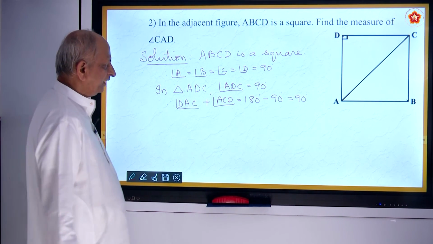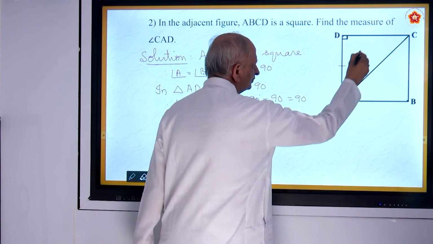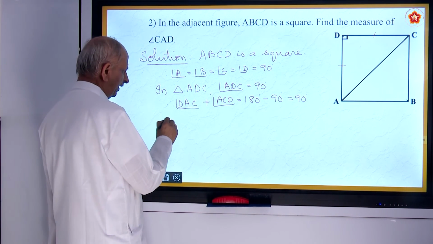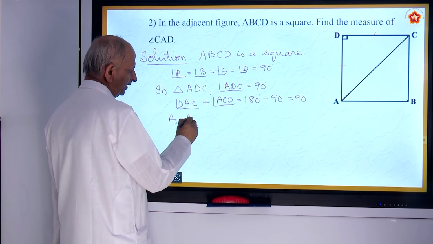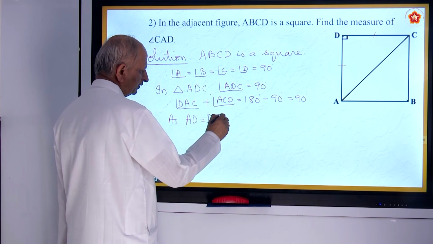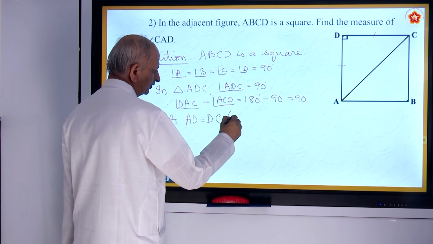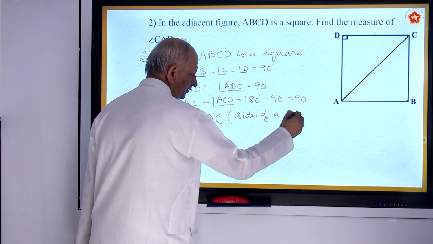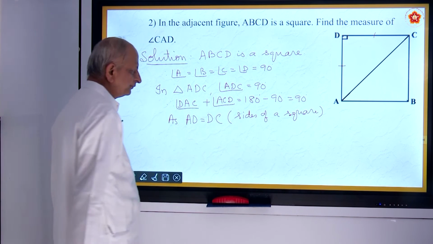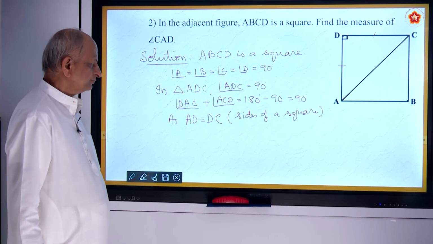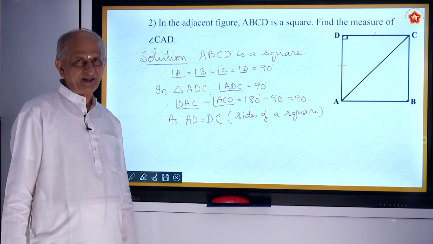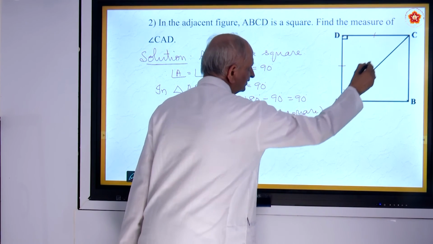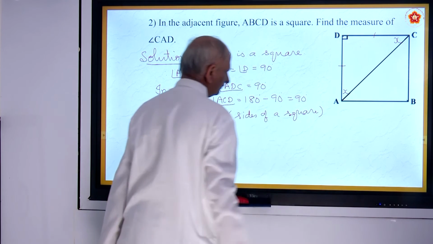Now it is an isosceles triangle. Means what? The two sides are equal. So as AD is equal to DC, that is sides of a square, the two sides are equal, then it becomes an isosceles triangle, correct? So you have, suppose you call this as x, this also becomes x.